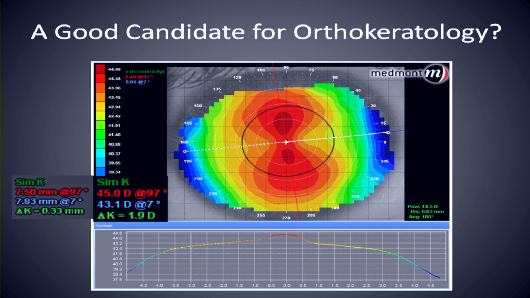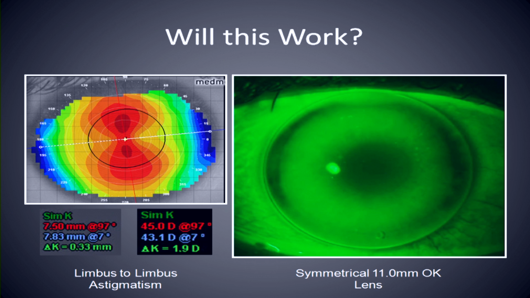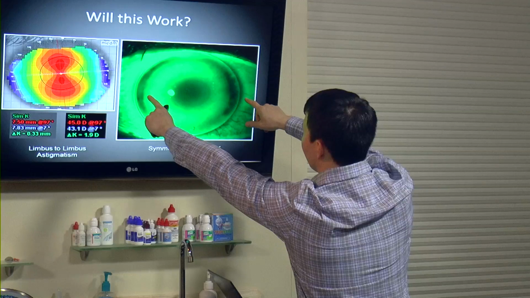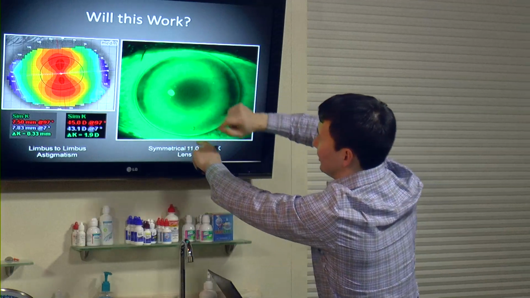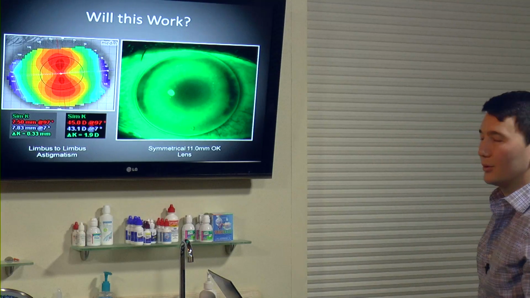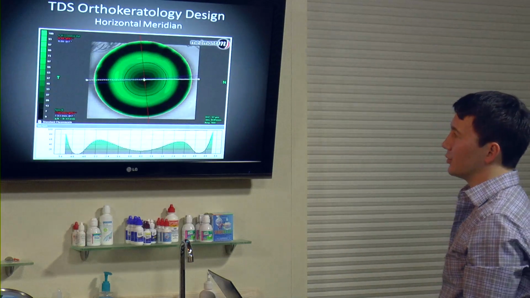And remember what we said about that limbus-to-limbus cyl. The eye has a lot more depth running through that vertical meridian. So when we put on a symmetrical Ortho-K lens on our high corneal astigmatism with limbus-to-limbus cyl, our lens bears at 3 and 9 o'clock, but excessive lift at 12 and 6 o'clock. So that lens is not going to work for this patient.